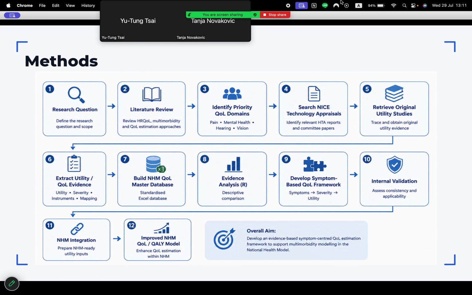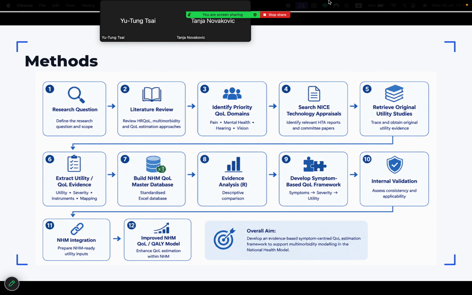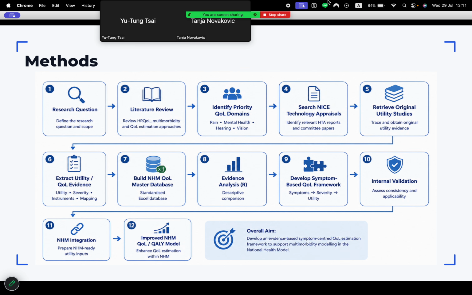With the vision loss, vision loss is really nice and clear, because you will have an ICD-10 code for vision loss. That will actually already be in the data on the National Health Model, and there will already be some disutility associated with that.